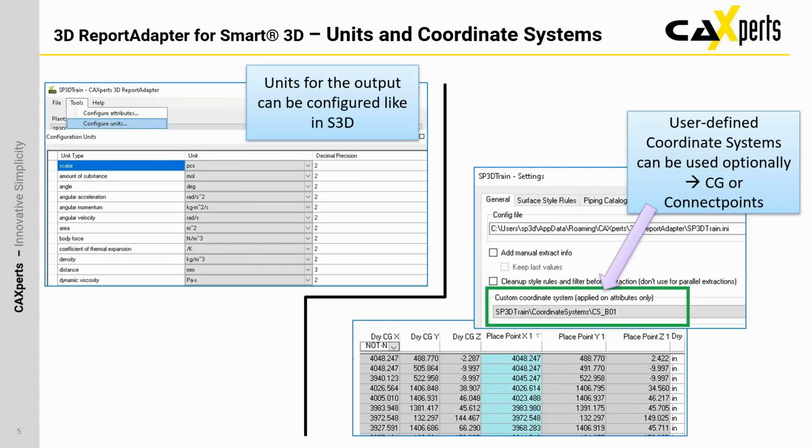On the right side, if you have attributes that have coordinates like center of gravity, like connect points, and so on, by default the system reports the global coordinates, but you also have here the possibility to switch to any user-defined coordinate systems, and then the coordinates are reported in this system, also sometimes quite useful.